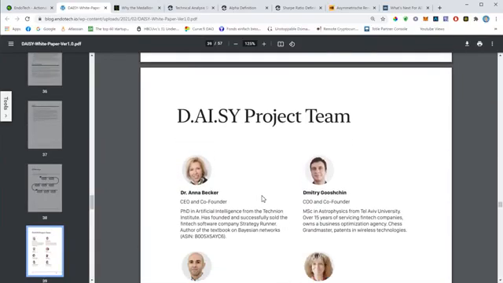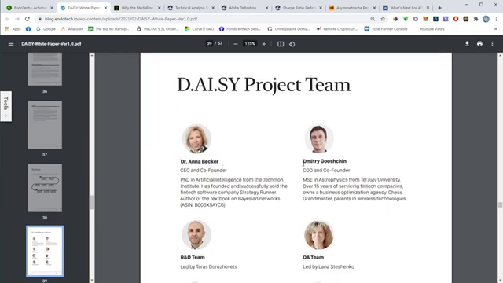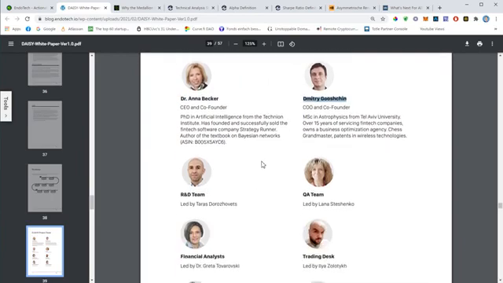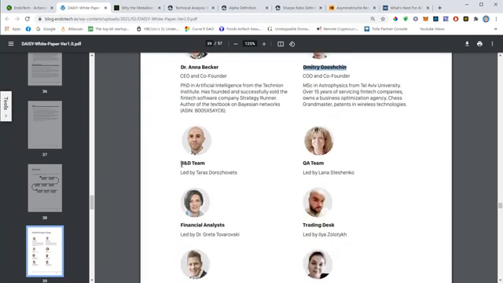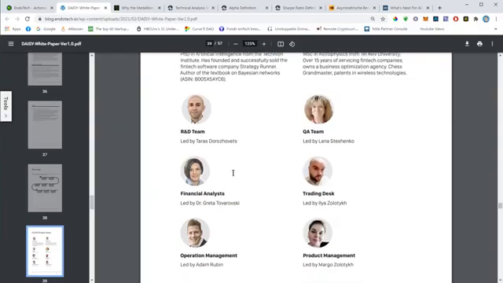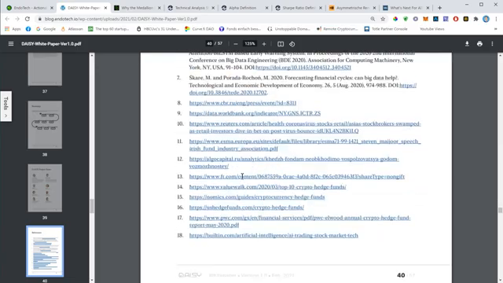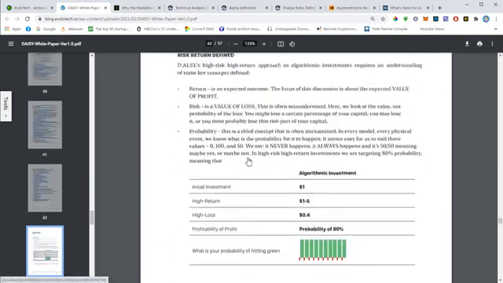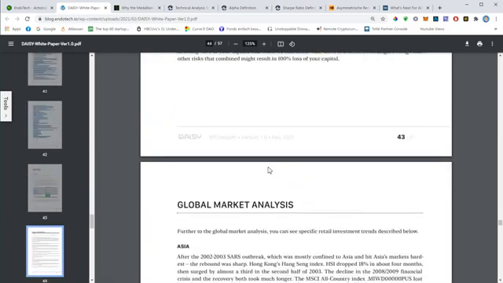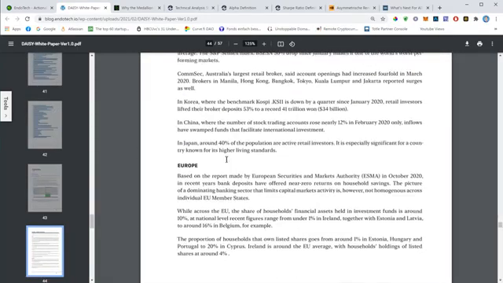So this is basically the Daisy team, and we know Anna Becker, we know Dmitry Gushin. Here is the R&D lead, financial analysts, and this is the COO, the Chief Operation Officer, Adam Rubin. He was presenting in one of the corporate Zooms. And down below you will find some references, and the appendix actually shows some interesting stuff that you might want to have a look at.